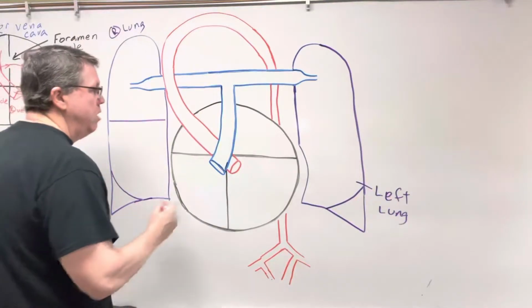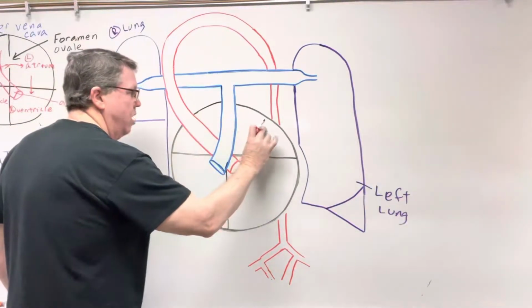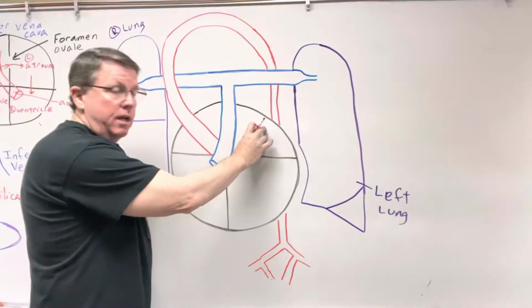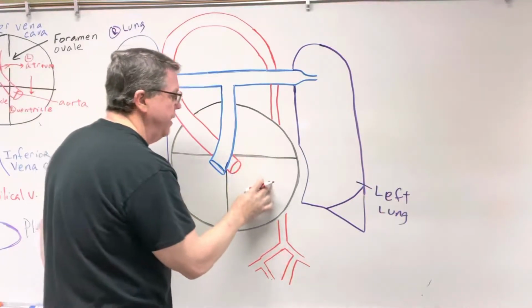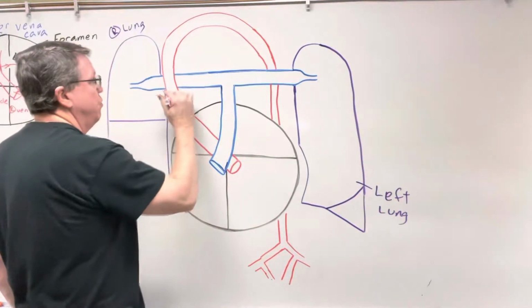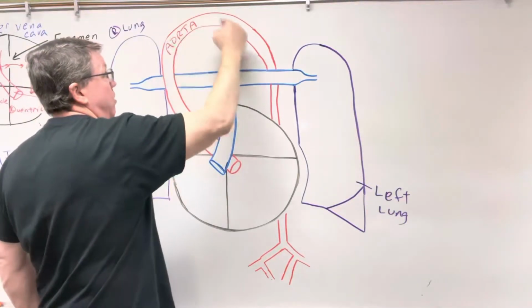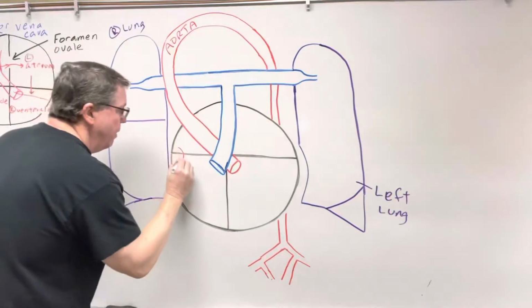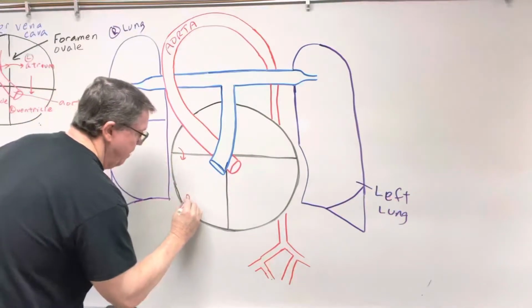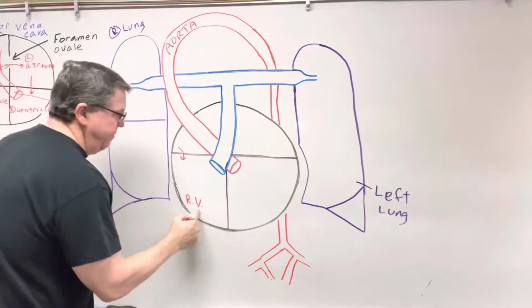Like we said, most of the time that blood is going to come to the left atrium, from the left atrium into the left ventricle, and then out through the aorta. So this is going to be our aorta here. This is actually the aortic arch up here. But we want to look at this blood here. So here's my right ventricle. RV stands for right ventricle.